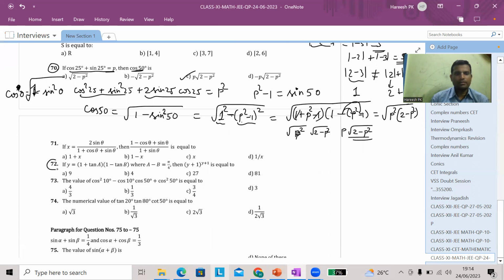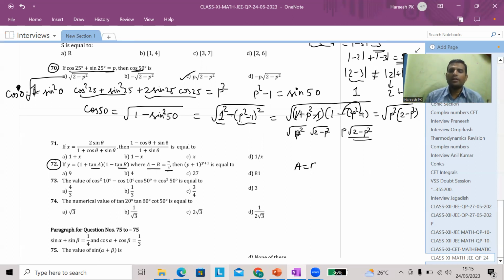72nd question. If you read this question, there is some tan A, tan B and all. And they have given A minus B is 45 degree. And in the options, there is nothing to do with A and B. So when the options do not have A and B, that means the final answer is independent of A and B. So you can put any value for A and B, as long as it satisfies A minus B is pi by 4. So I'll take the simplest case.